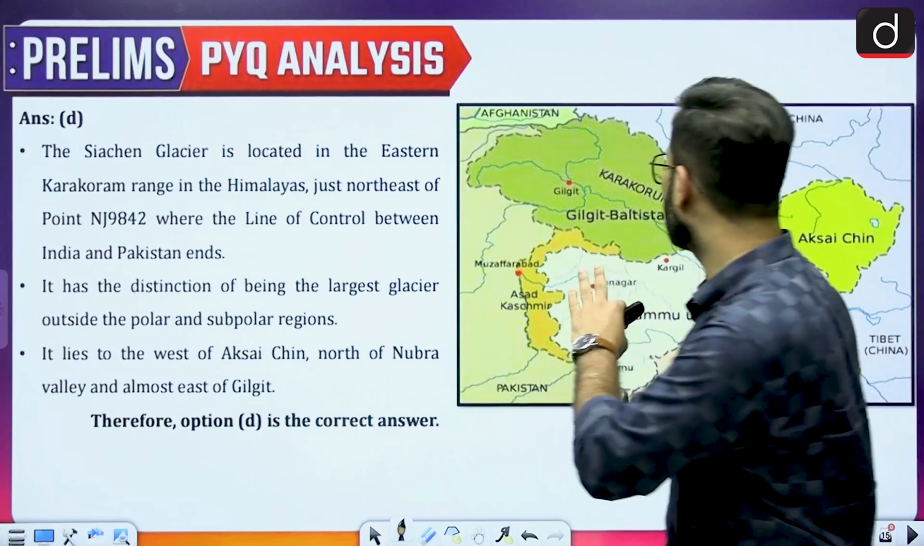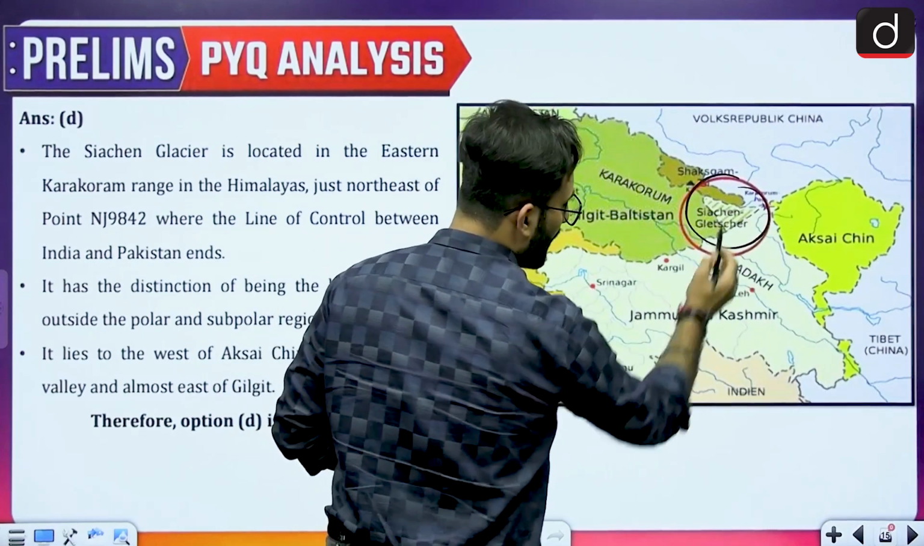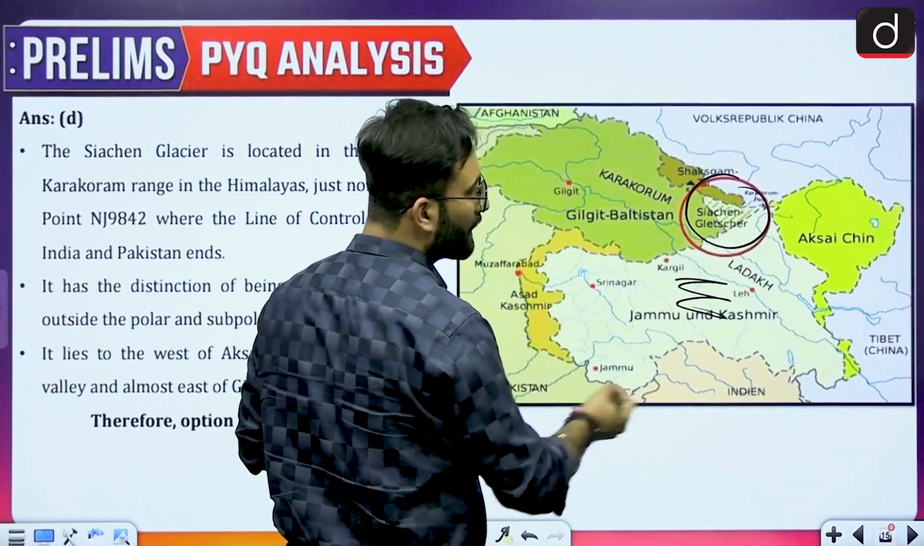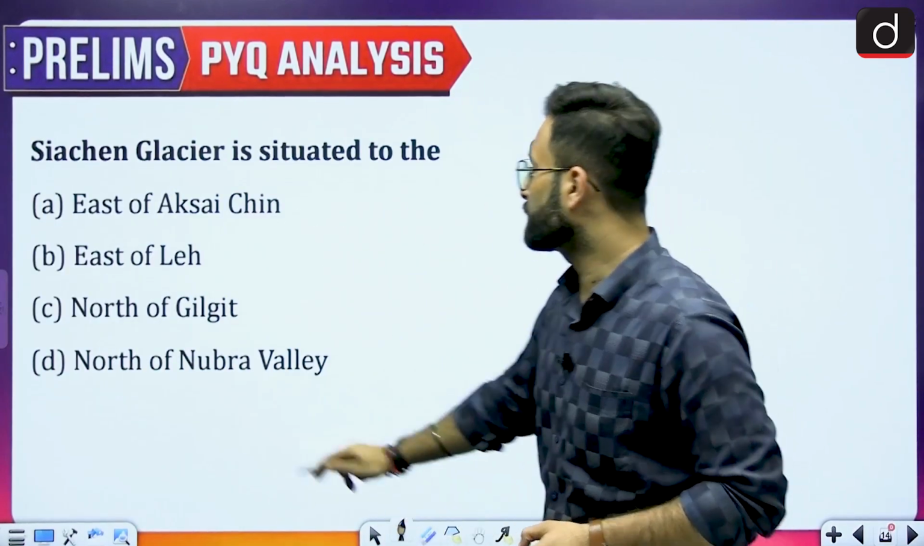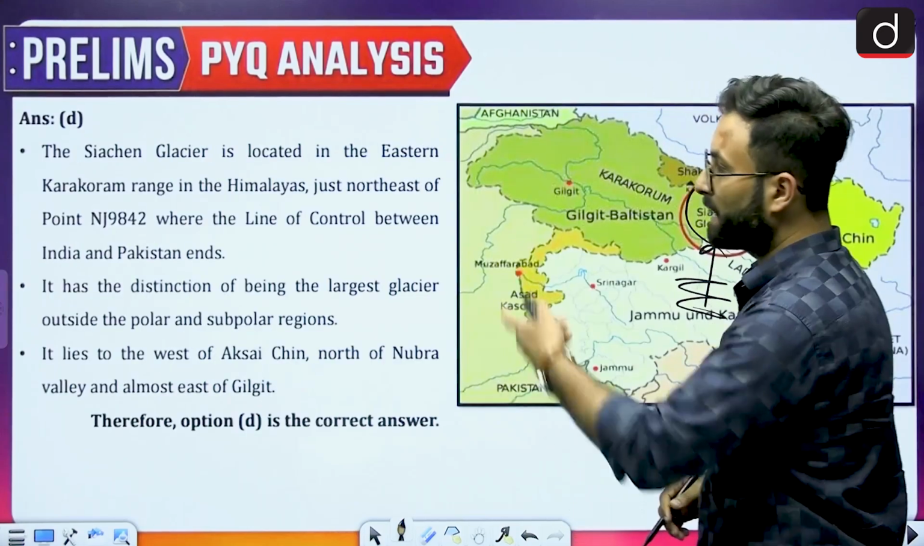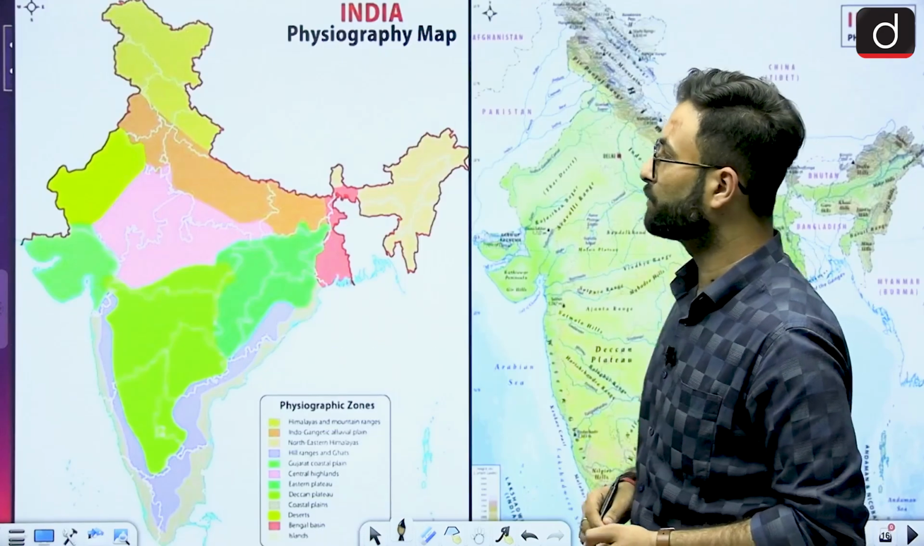If you look at this particular map over here, that is your Siachen Glacier, and over here we have this Nubra Valley. Okay, so we can say in the north of Nubra Valley we are having the Siachen Glacier. So option D would be your right answer over here. Explanation is given over here. Let's move further to the next part.